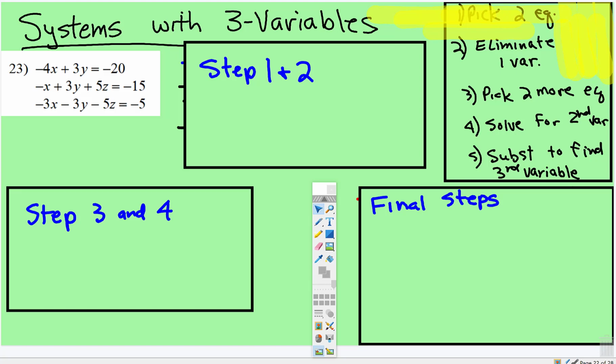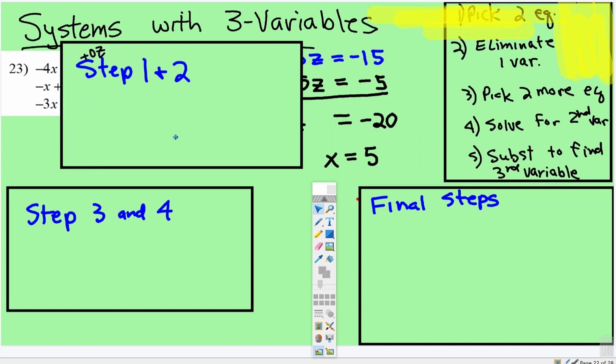Okay, we're going to solve a system of three variables, and these are linear equations. Notice there's an x, y, and z, and in this top one, you would just go ahead and tack on a 0z if a z does not exist. So when you're solving a system of three variables, the first thing you do is pick two equations of the three that make it the easiest to eliminate one variable.